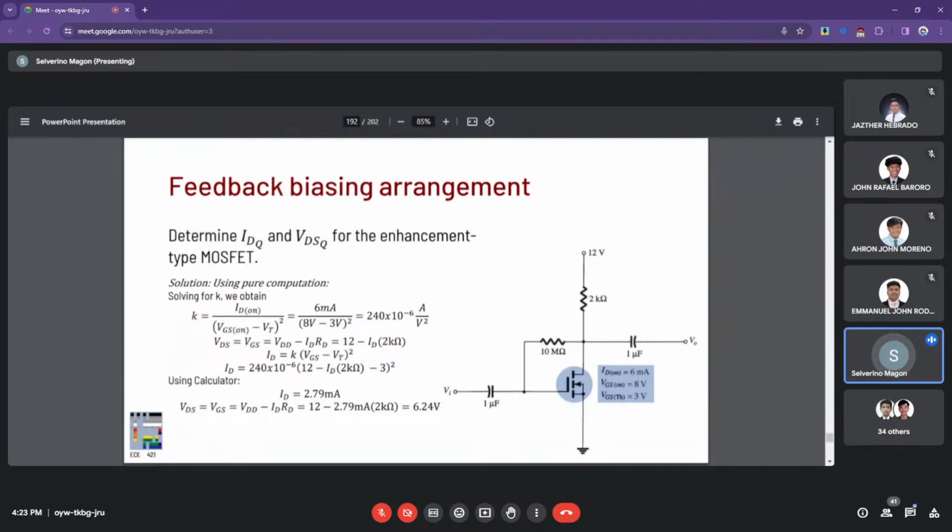We have the 12 volts VDD, and then ID at 2.79, and then RD at 2 kilo ohms, right here. So VDS becomes 6.24 volts, meaning that we have maintained the 6.2 volts right here in the on condition. This is not seen by the VO since this is a DC component, but this sufficiently holds or maintains that condition so that when AC input is presented, this will swing with the AC components on top of it.